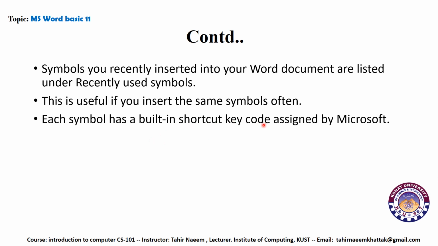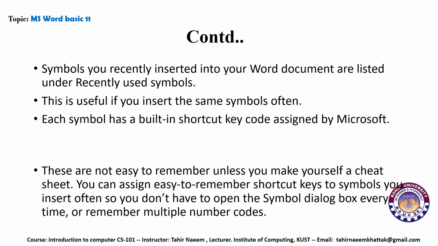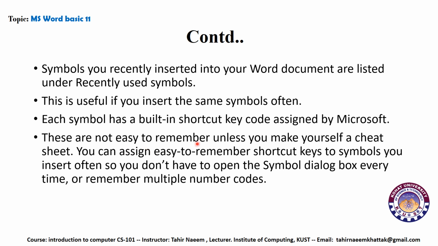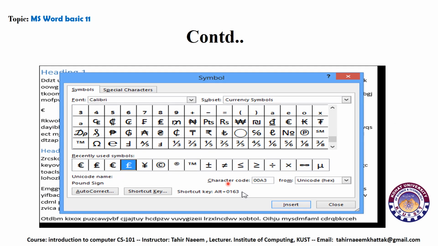Each symbol has a built-in shortcut key code assigned by Microsoft. These are not easy to remember unless we make ourselves a cheat sheet. You can assign easy-to-remember shortcut keys to symbols that you insert often, so we don't have to open the dialog box every time or remember multiple codes. As you can see, we can also assign a shortcut key to it, so that we don't have to remember these codes, because it is very difficult to remember them.